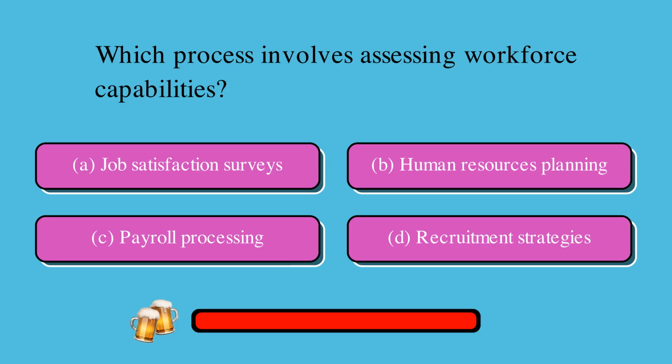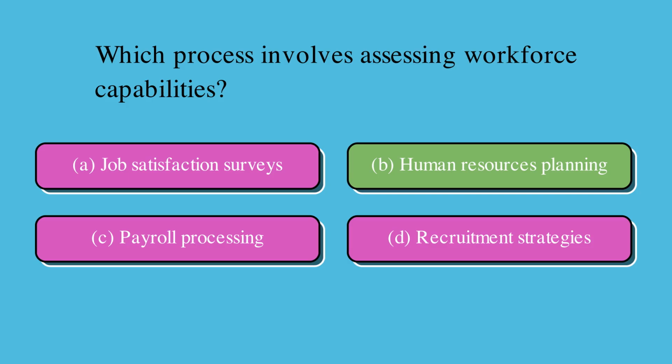Which process involves assessing workforce capabilities? Is it A, job satisfaction surveys, B, human resources planning, C, payroll processing, or D, recruitment strategies? The correct answer is B, human resources planning.